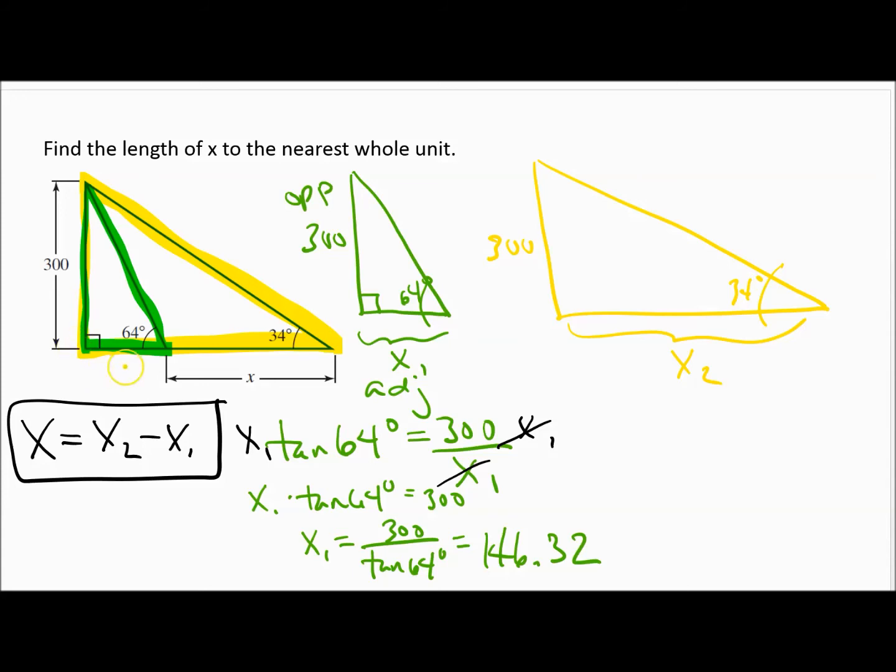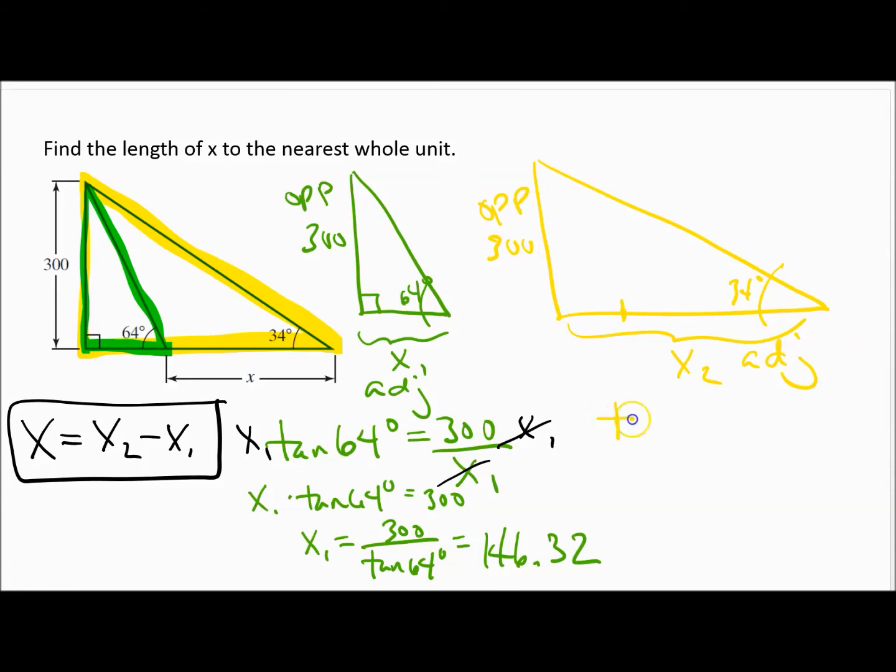So in the green, this is what I found. This length is 146.32. Now the yellow includes this length, so from here to here is 146.32, but we're going to find the whole distance, okay? Now compared to 34 degrees, 300 is opposite. I don't need the hypotenuse. I don't know the hypotenuse. And x2 is adjacent. So again, I need a trig function with opposite and adjacent.